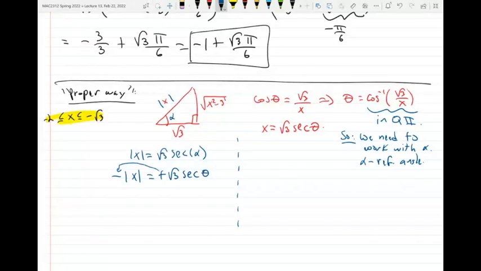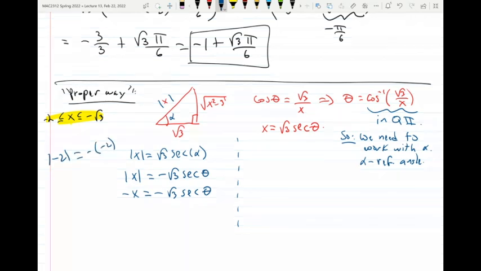Okay? And when x is negative, what's the absolute value of x? Because x is negative, the absolute value of x is equal to negative x. Right? You have to put the minus in front to make it positive. It's like when you say the absolute value of negative 2, well, this is minus 2, so then you can get 2.